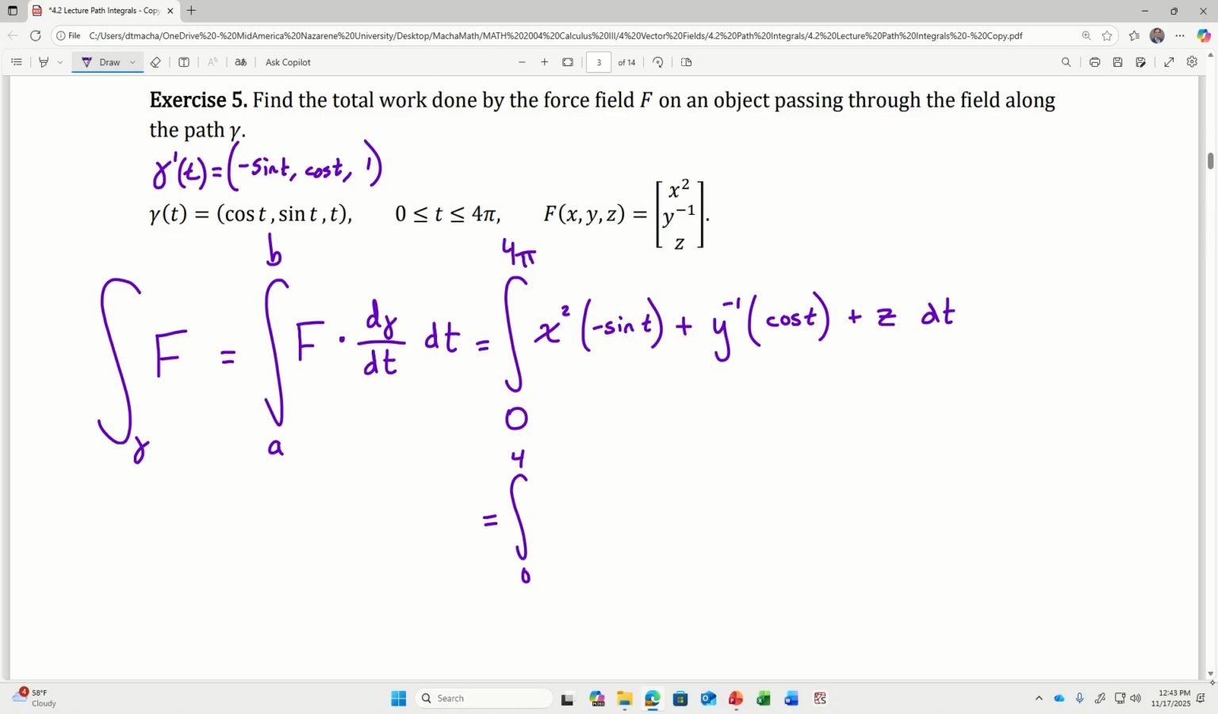So far, so good. And now I'm going to replace x and y and z with cosine, sine, and t from here. So instead of x squared, I'm going to write cosine squared. Instead of y to the negative 1 power, we are going to write sine of t to the negative 1 power. And instead of z, I'm going to write t.